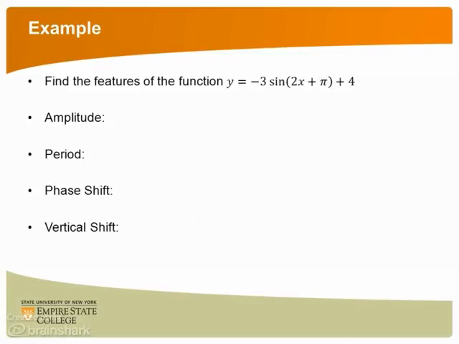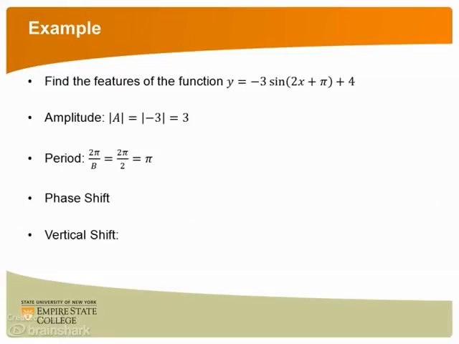Suppose we have the function y equals -3 multiplied by the sine of the quantity 2x plus pi, plus 4. We want to find all the features of the graph of this function, namely the amplitude, the period, the phase shift, and the vertical shift. First, we will find the amplitude. Recall that the amplitude is the absolute value of the a value, which for this function is -3. This results in our amplitude equaling 3.